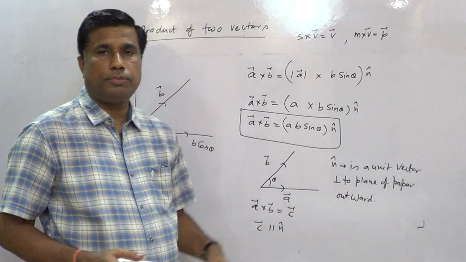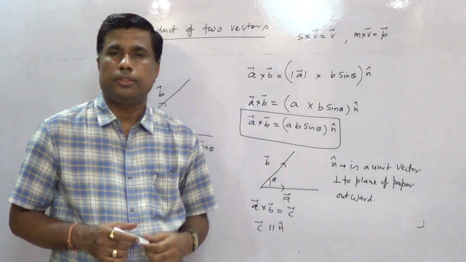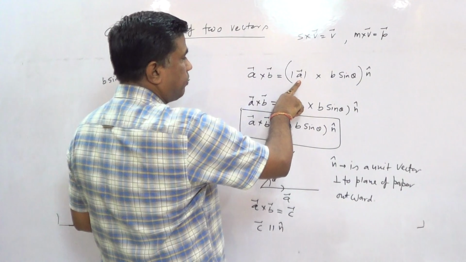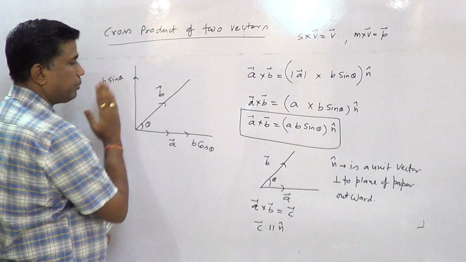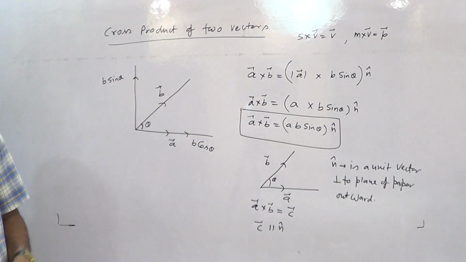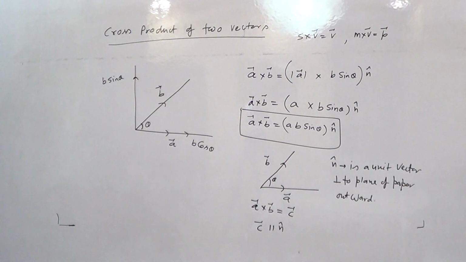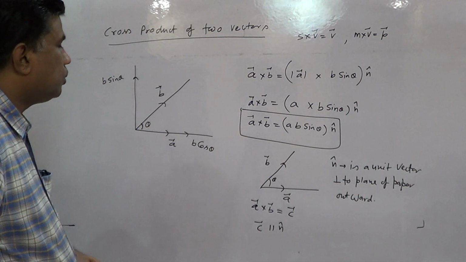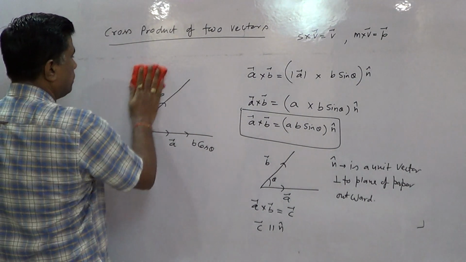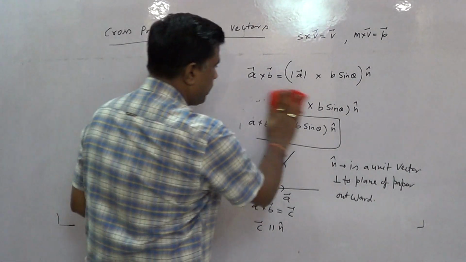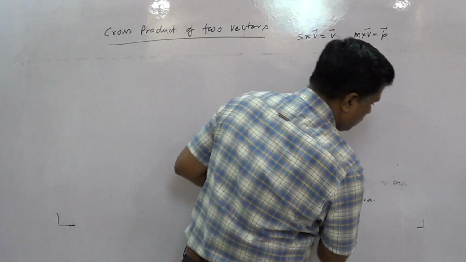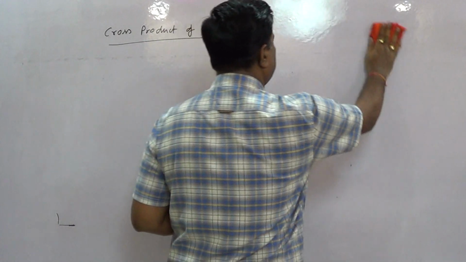So student, this is the basic formula of cross product of two vectors. Cross product of two vectors may be defined as product of magnitude of first vector and component of second vector perpendicular to first vector. Student, you can write it. Pause this video and write it. Now I am going to explain once more so that you people can understand it properly.